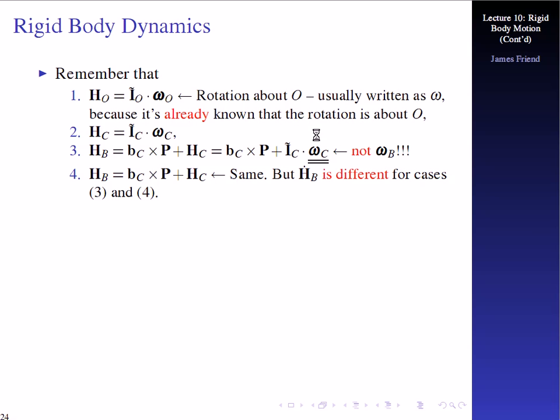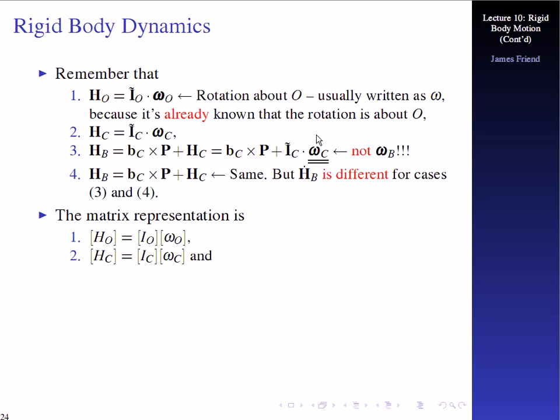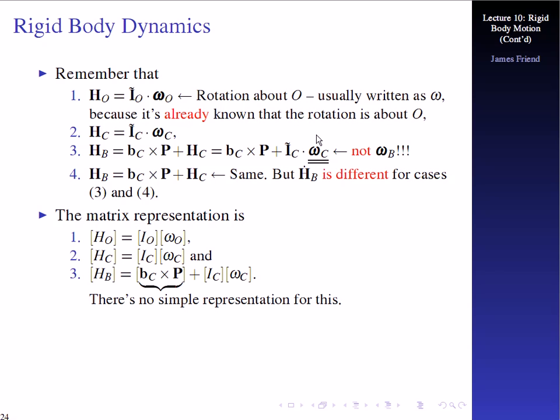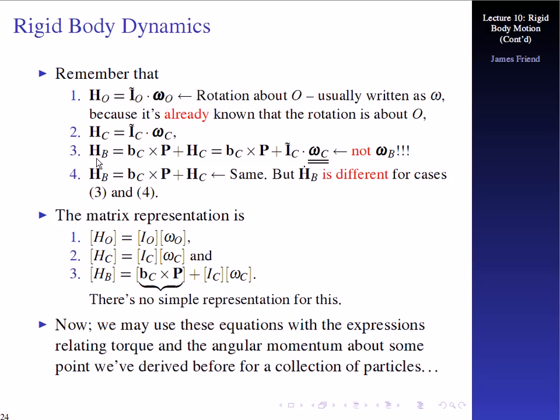The fourth situation is that H_B dot actually turns out to be different for cases 3 and 4, referring back to the fact that the velocity of B is 0 for 3 and not 0 for 4. The matrix representation is fairly clear. There's no matrix representation for cross products that I can write for you in this particular course. And so for cases 3 and 4, it's not so easy to write out this stuff.